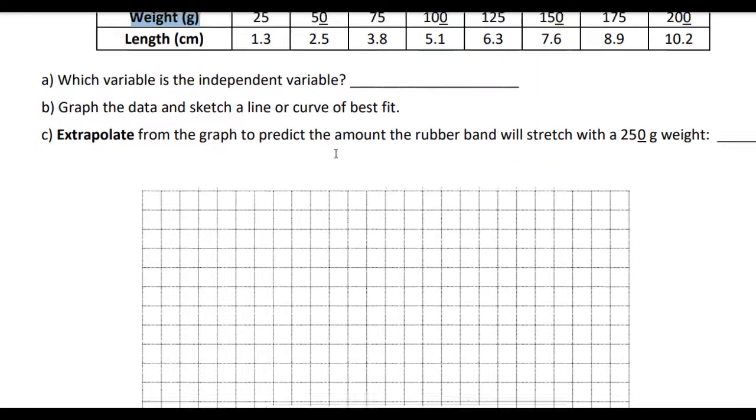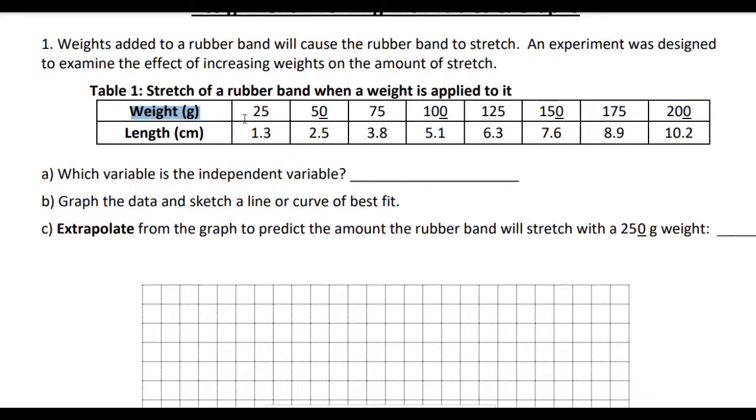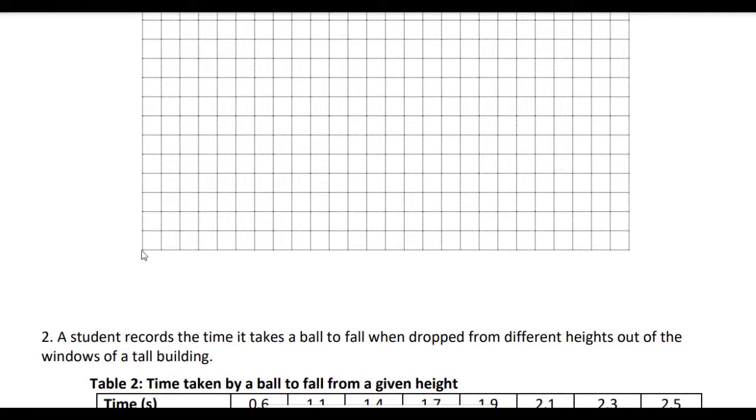Make sure again that you are doing nice consistent scales. So if you decide, let's say here, we're going from 25 all the way up to 200 for our weight. So you count the number of boxes. So there's 1, 2, 3, 4, 5, 6, 7, 8, 9, 10, 11, 12, 13, 14, 15, 16, 17, 18, 19, 20, 21, 22, 23, 24, 25, 26 boxes.